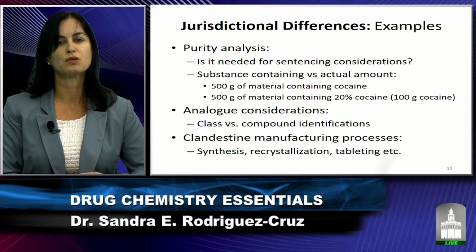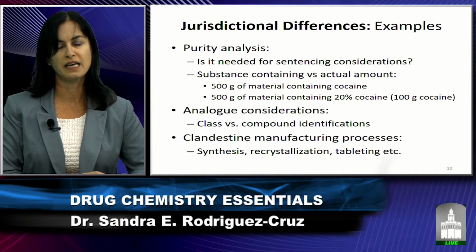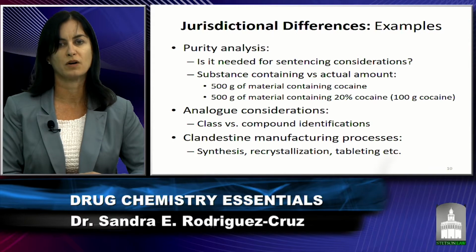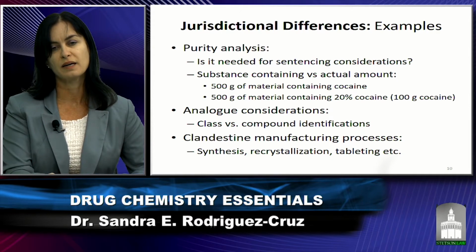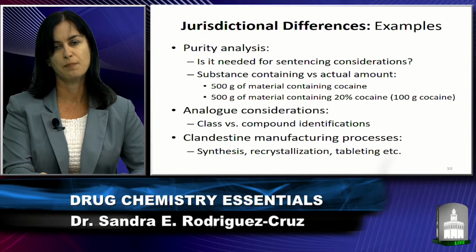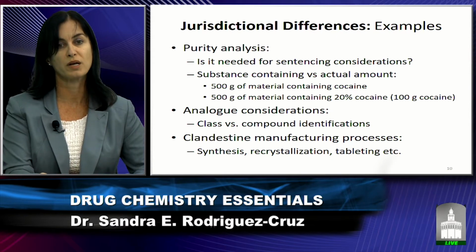And obviously, there's also the encountering of listed chemicals that may need to be identified in order to prove or disprove if a particular individual was participating in a clandestine manufacturing process. So all these jurisdictional differences will determine the extent of analysis, how many tests an analyst must do in a laboratory that's accredited and with validated methods in order to prove or disprove the presence of a substance.